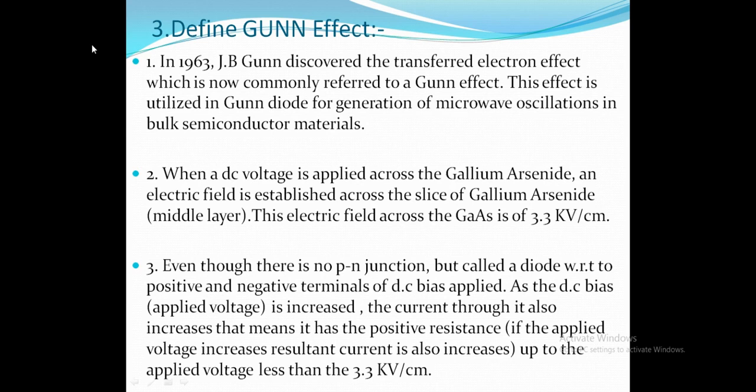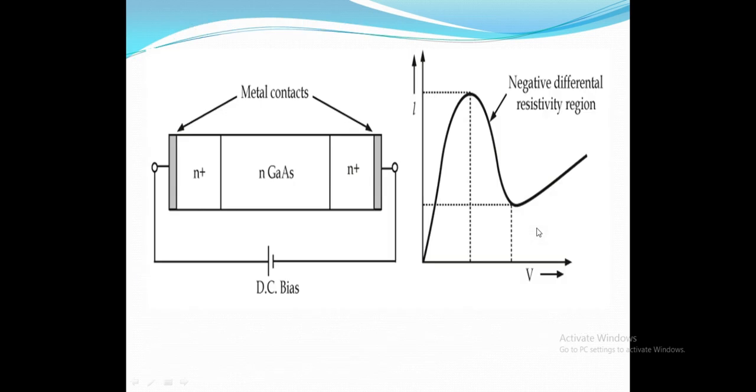When a DC voltage is applied across the gallium arsenide, an electric field is established across the slice of gallium arsenide, that is in the middle layer. This electric field across the gallium arsenide is 3.3 kilovolts per centimeter.